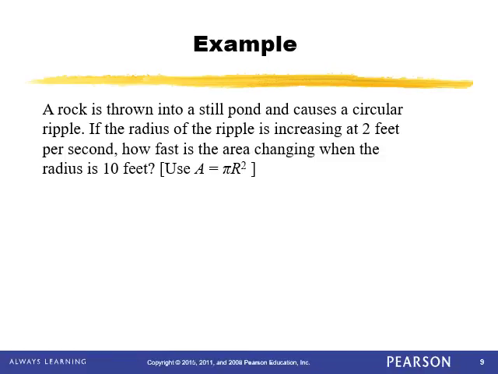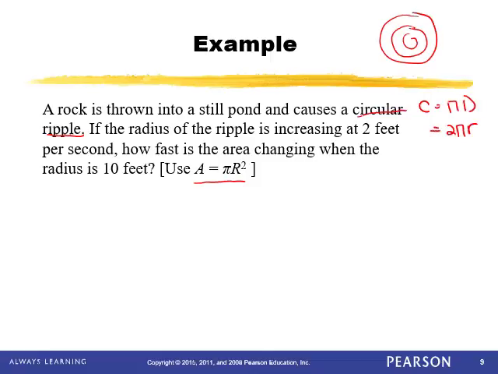So let's take a look at a rock thrown into a still pond. If you think about a rock being thrown into a pond, it's a circular ripple. And so what do you have? A circle, right? Concentric circles. And if you know anything about circles, the area of a circle is pi r squared. The circumference is equal to pi times diameter, or 2 pi r.